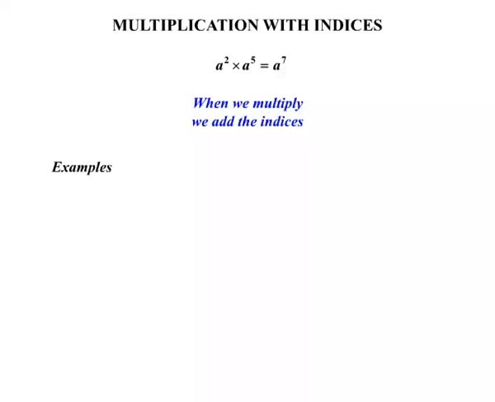So let's look at some examples now. The first one, a squared times a to the power of 4. Well, we just add the 2 and the 4 to get 6, so our answer is a to the power of 6.